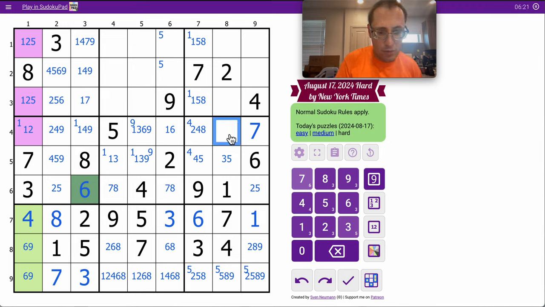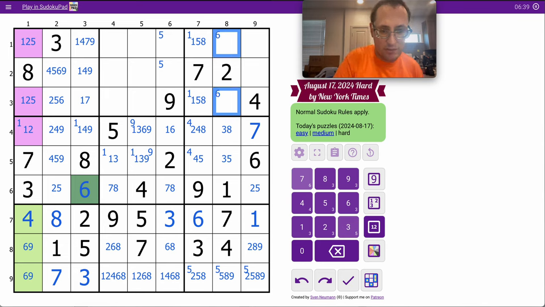Okay, this is from 2, 3, 4, 5, 8, but it can't be 2, 4, or 5. Well, this is very interesting. 1, 2, 4, 7. Okay, I've placed a 6 in one of these 2 cells.